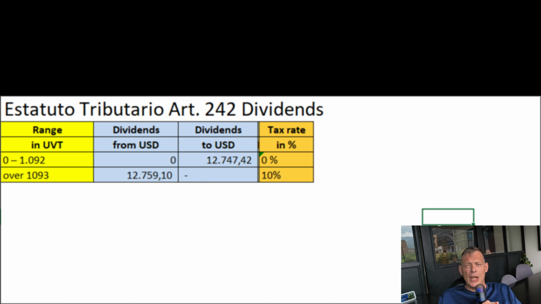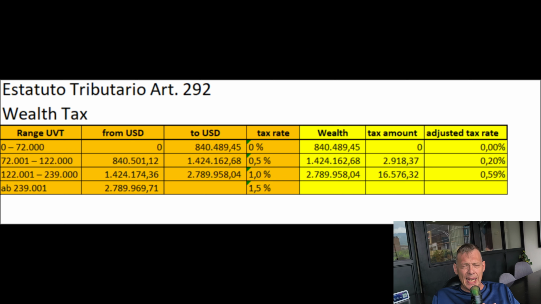On the next spreadsheet, we see dividend income. For dividends also, the first 12,000 of dividend income is free of income tax. For dividends of more than 12,000, you pay 10% income tax on the amount over the 12,000. You see this in this table.